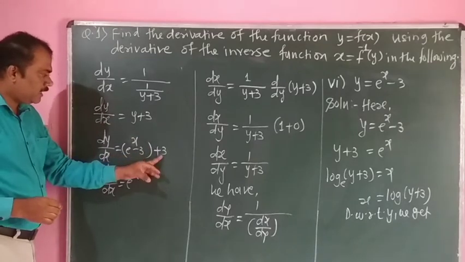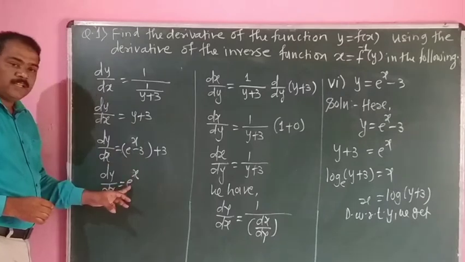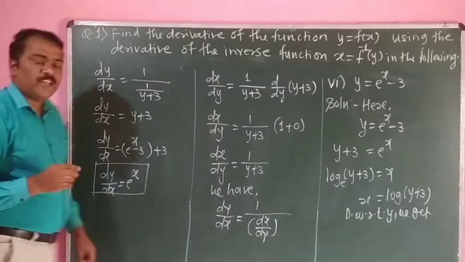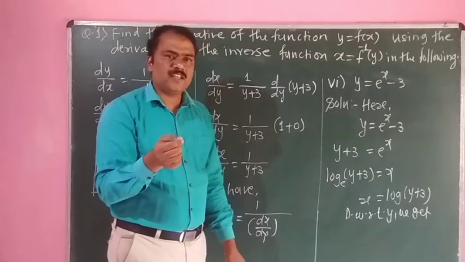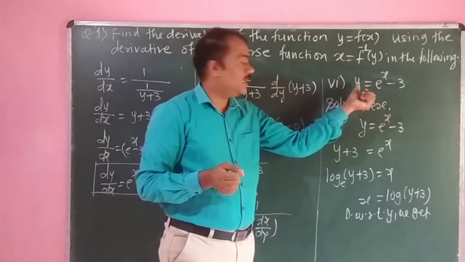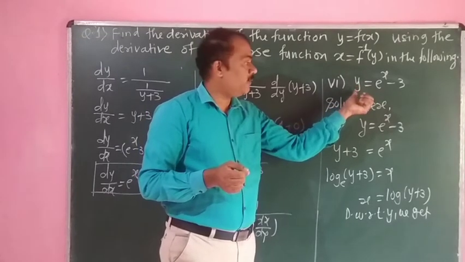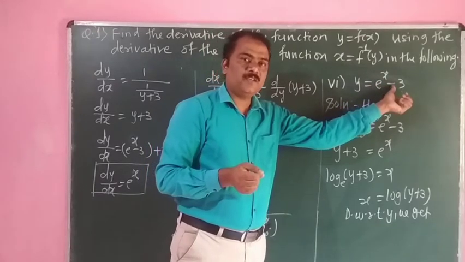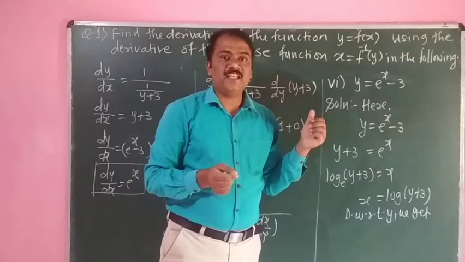Minus 3 plus 3 get cancelled, so only e raised to x remains, which is the required answer. If you have to verify that answer, there is a short key. Differentiate directly with respect to x: dy by dx, the derivative of e raised to x is e raised to x, and minus 3 is a constant whose derivative is 0, so we get the answer e raised to x.